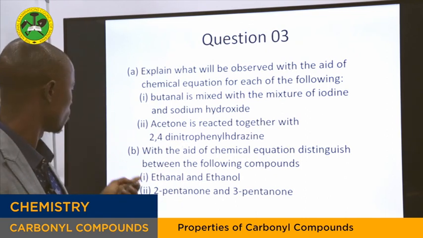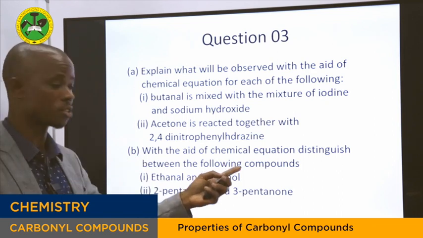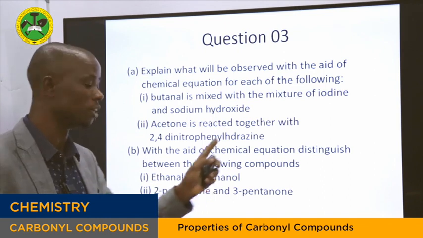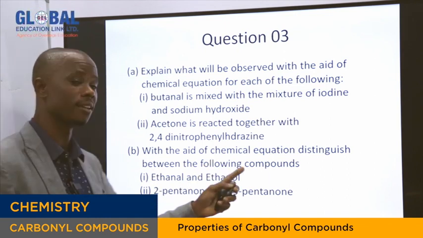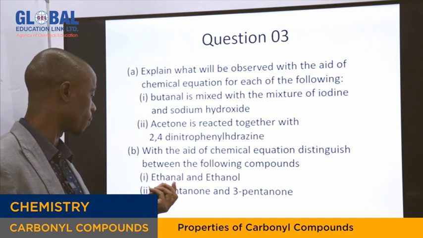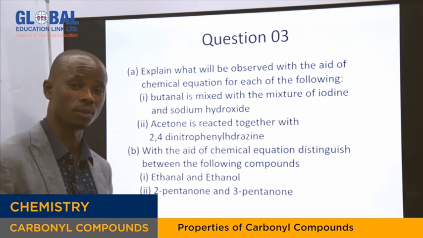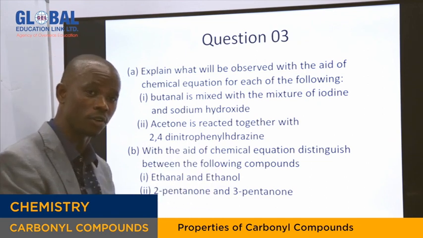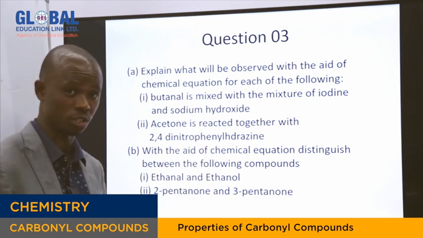Also, my dear students, you can use this example. With the aid of chemical equation, distinguish between the following compounds: ethanal and ethanol. This is the organic compound, this carbonyl compound, and this is the ethanol. I have given you the reagent to distinguish between carbonyl compound from other organic compound. You can use it. Try it yourself.